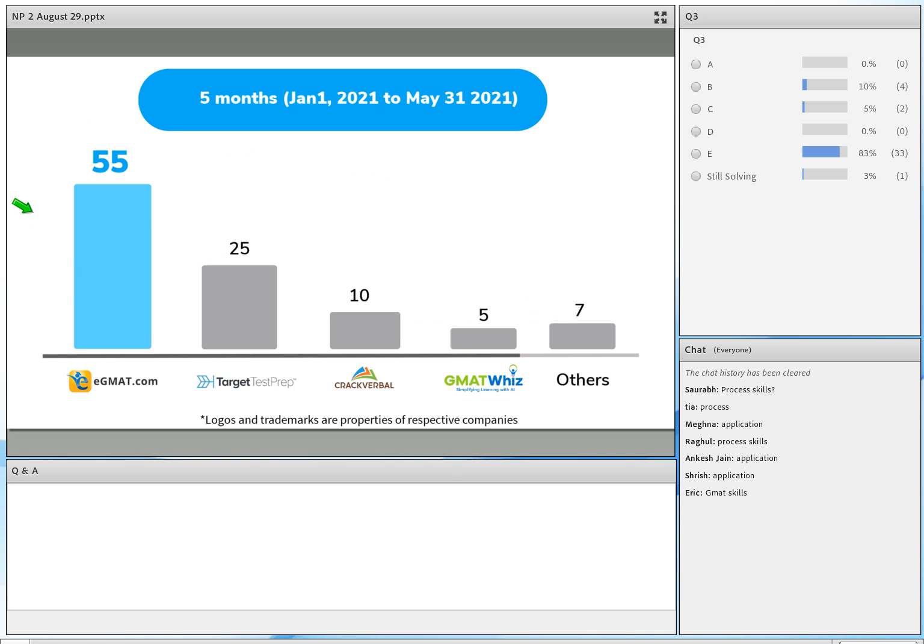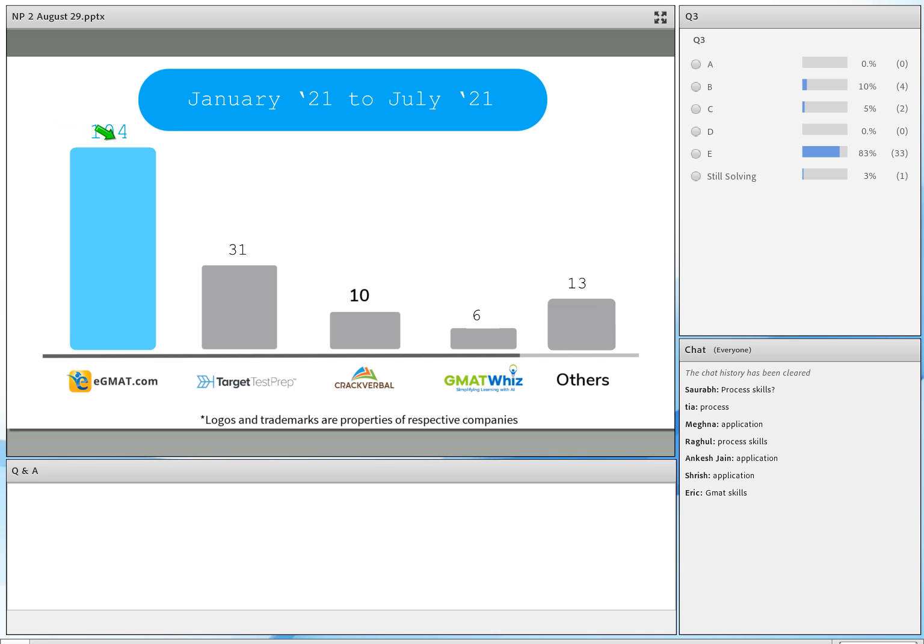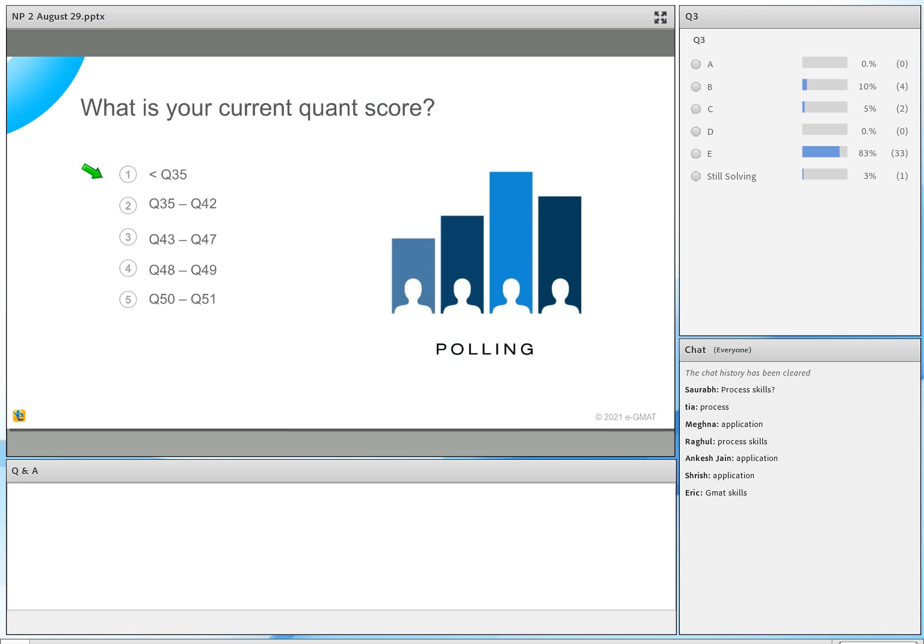The data here talks what I'm saying. It tells you way more than my words can tell you. Data tells beautiful stories. And now this is for all of it. This is not just quant. This is for the whole exam, Jan 21 through July 21, 700 plus scores. We have 104 of those reported, and look at the difference. I'm just going to talk about e-GMAT today. You can see the difference for yourself.